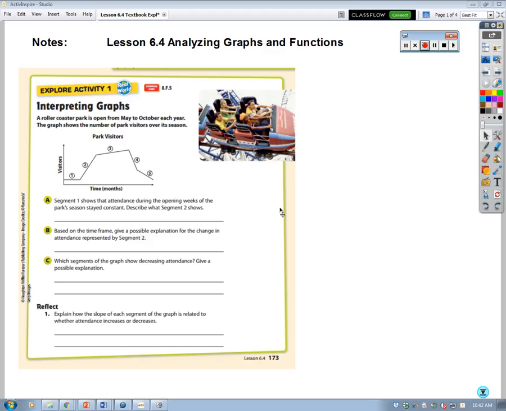All right, Math 8 students, here we go with lesson 6.4, analyzing graphs and functions. What we're doing in this lesson is really just connecting concepts, building on what we've been doing with functions, interpreting them, analyzing them, classifying them, and seeing how that relates to them as representations of graphs. So not a lot of new stuff in here, just connecting those concepts.